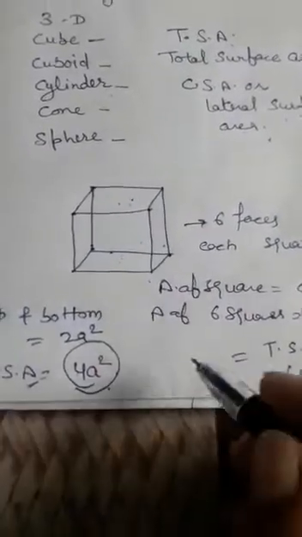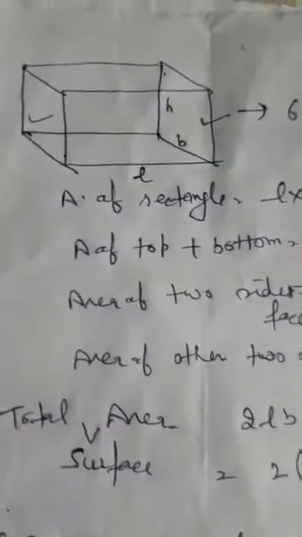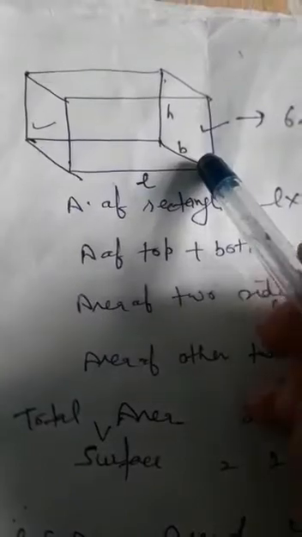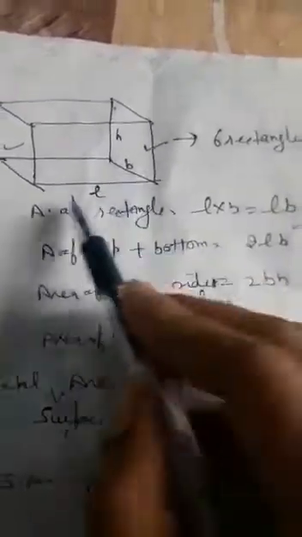In the same way we will find total surface area and curved surface area of cuboid. Now you can see this is a cuboid and the cuboid consists of 6 rectangles. As in rectangle, length and breadth are different, in the same way in cuboid we have 3 dimensions, length, breadth and height, and it consists of 6 rectangles. As you know, area of rectangle is length into breadth, that is LB. Now base is LB and top is also LB. So area of top plus bottom is equal to 2LB.